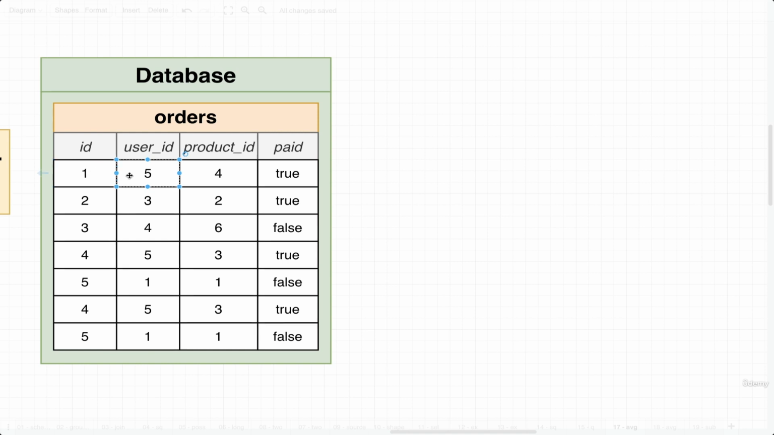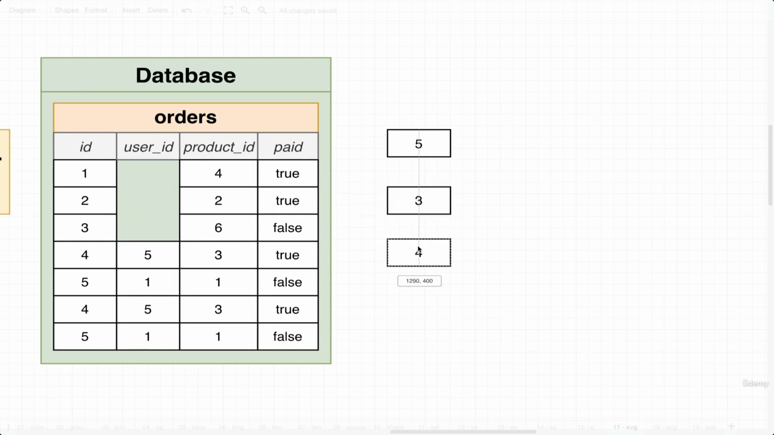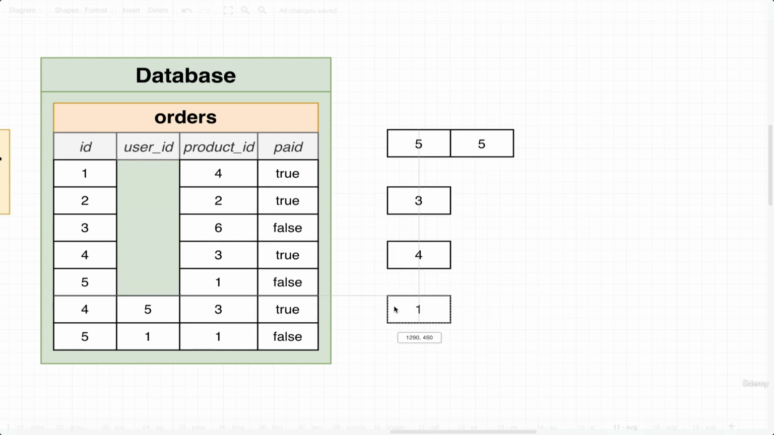So we might say that the first order right here was created by the user with ID 5. The next one was for user with ID 3, then a 4, then a 5. We then got a 1, and another 5. So we would read this as saying that the user with ID 5 has 3 orders, user with ID 3 has 1, user with ID 4 has 1, and the user with ID 1 has 2 orders.